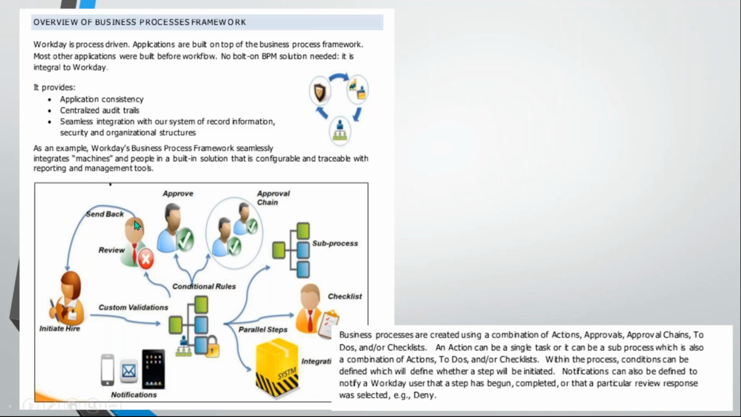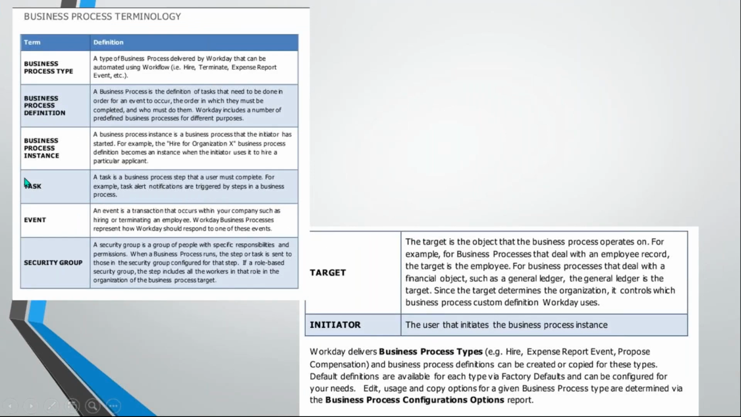Like you see on the screen, you have some actions like approve, send back, review, and there are a lot of other things that we will understand when we go into the practical session or the BP configuration session. Within the business process, there are different types of actions that the recipient can take, like approvals, approval chain, or the checklist and all. All this I'll explain in the next sessions, and also about the notifications. So that's about business process.